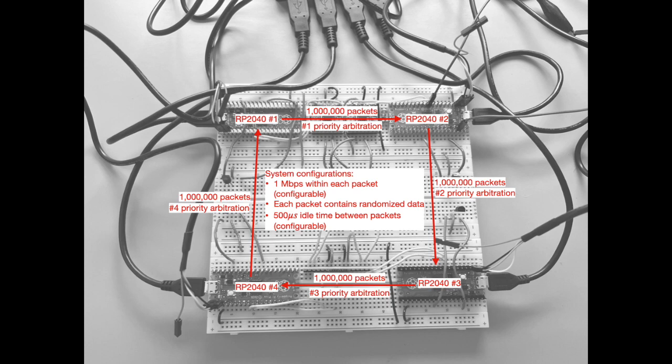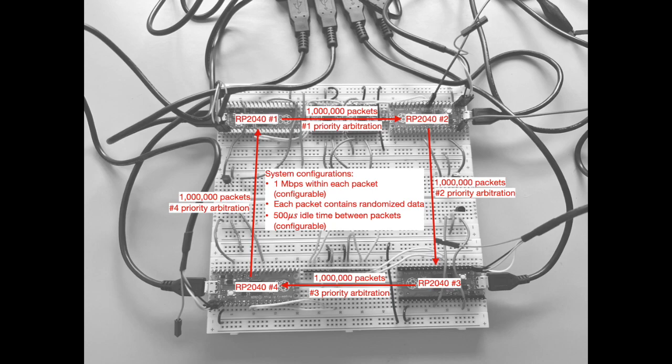And in this particular experiment, the system is configured such that there's a baud rate of 1 megabit per second within each packet. That's configurable. I could change that. And furthermore, each packet contains fully randomized data. So each RP2040 generates a random payload and sends it, and then once that payload is sent, it'll generate a new random payload and send that next one. And there's 500 microseconds of idle time between packets.